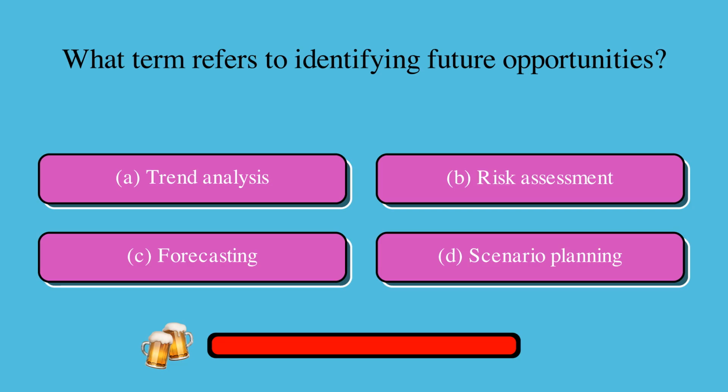What term refers to identifying future opportunities? Is it A, trend analysis, B, risk assessment, C, forecasting, or D, scenario planning? The correct answer is D, scenario planning.